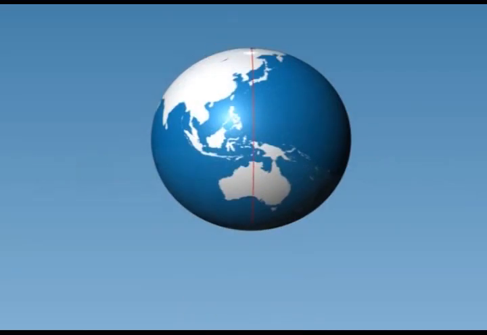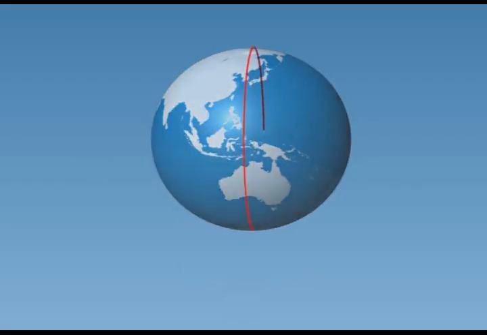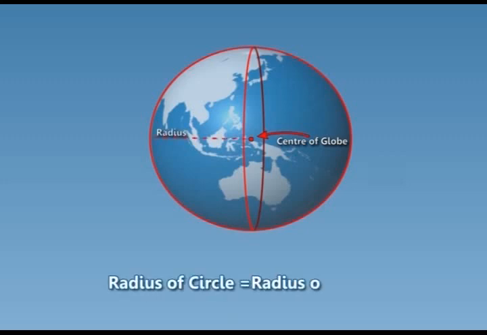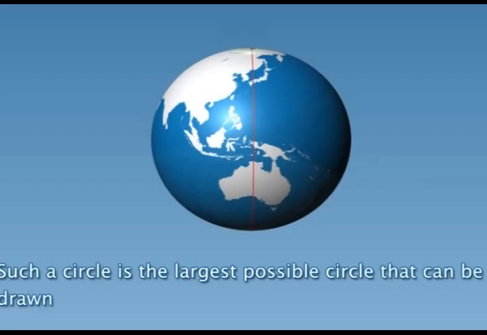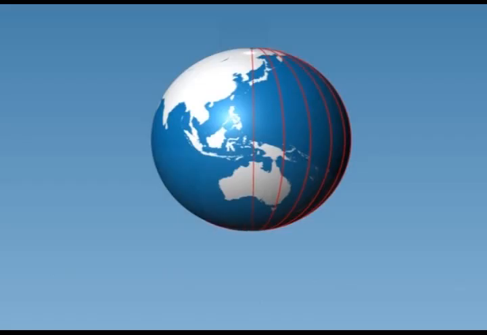A circle that divides the globe into two equal parts is called a great circle. The center of a great circle is the center of the globe, and its radius is equal to the radius of the globe. Such a circle is the largest possible circle that can be drawn on the surface of a sphere. One can draw endless number of such circles on the globe.